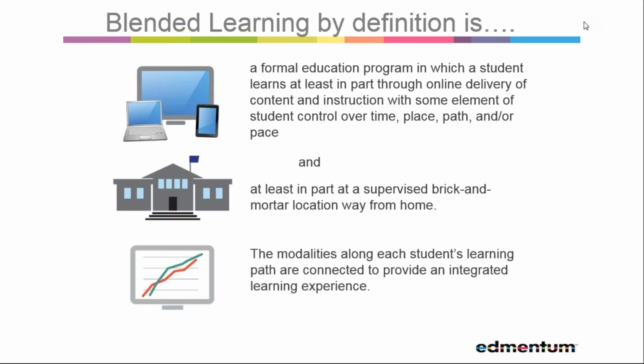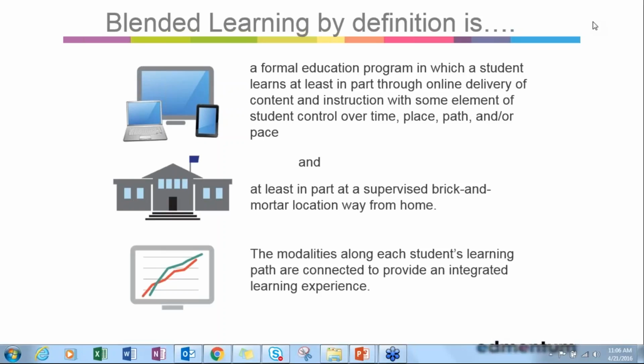So really, there are three parts of this definition. The first part really focuses on that formal education program, which that student learns at least in part, right, through that online delivery of content and instruction. But the key piece I want to highlight here is that student agency, that control over the time, the place, the path, or even the pace of the content. The second part talks about that supervision, right, that brick and mortar. Doing blended learning effectively takes an educator who is skilled, who is adept at using technology, and who's also flexible, and that's a big part of this definition. The third piece is making sure you're hitting those unique learning modalities going forward for students.